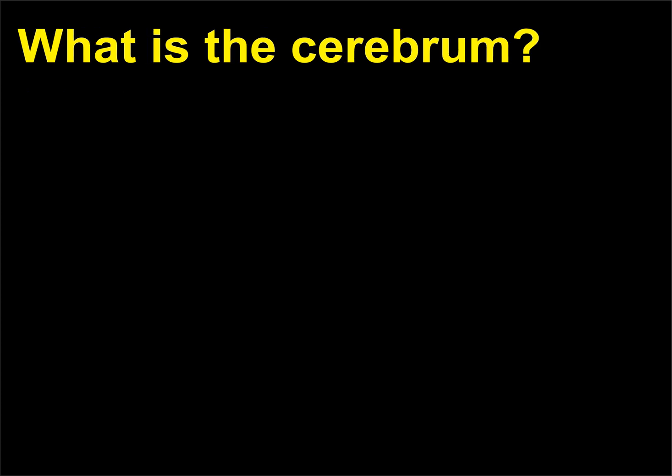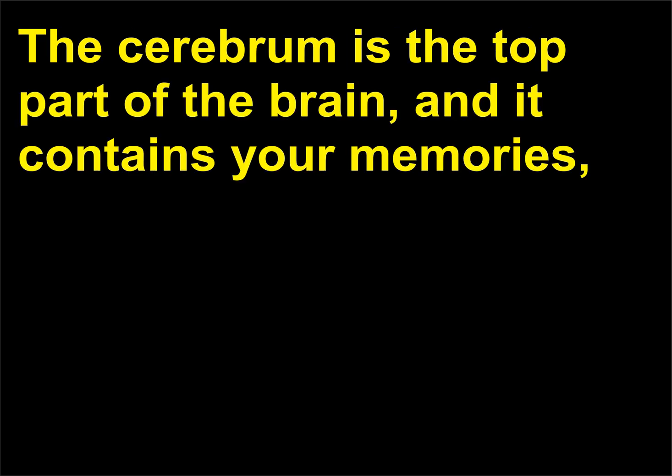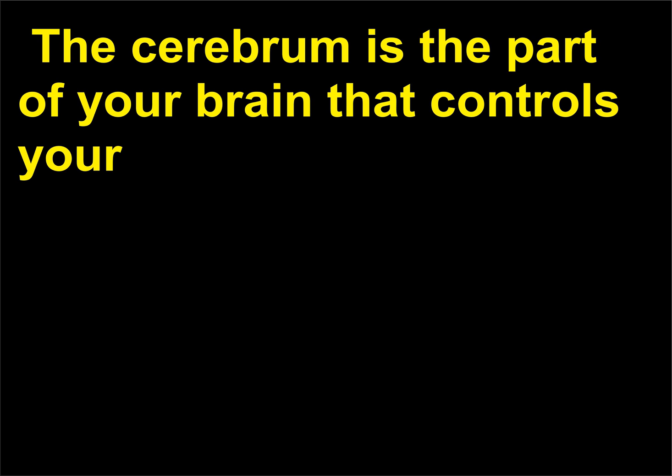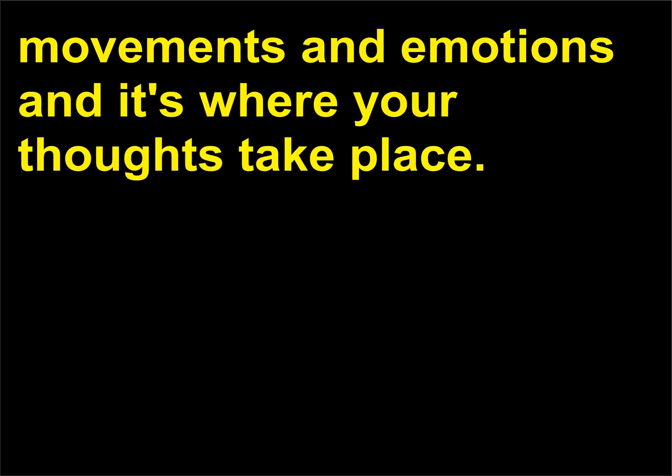What is the cerebrum? The cerebrum is the top part of the brain, and it contains your memories, knowledge, and languages, and it manages your senses as well. The cerebrum is the part of your brain that controls your movements and emotions, and it's where your thoughts take place.